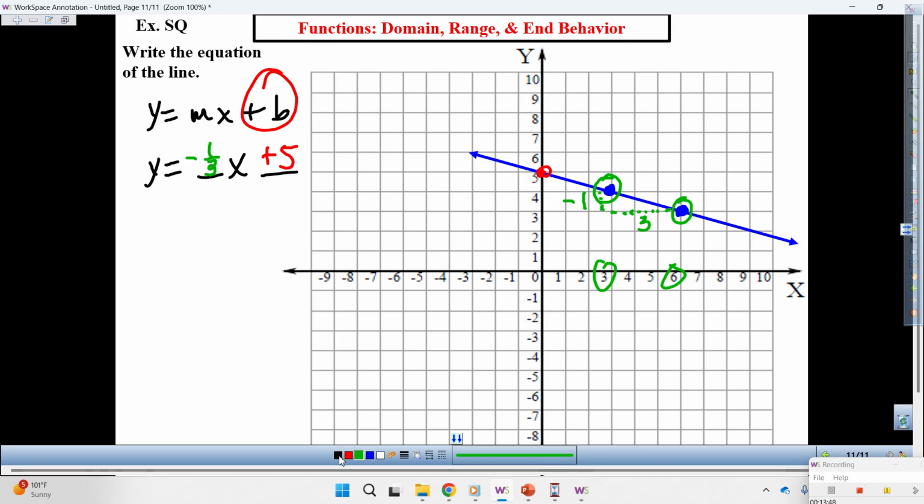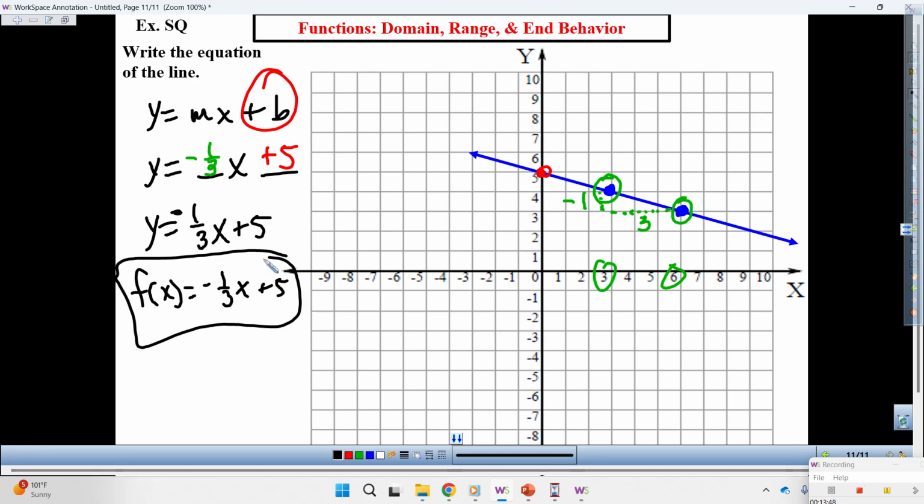So we write y equals -1/3 x plus 5, and in function notation, f of x equals -1/3 x plus 5. From 1 to 5, how comfortable are you with these so far? Is it coming back for some of us? Yes? 4, 5. Send that in, please.